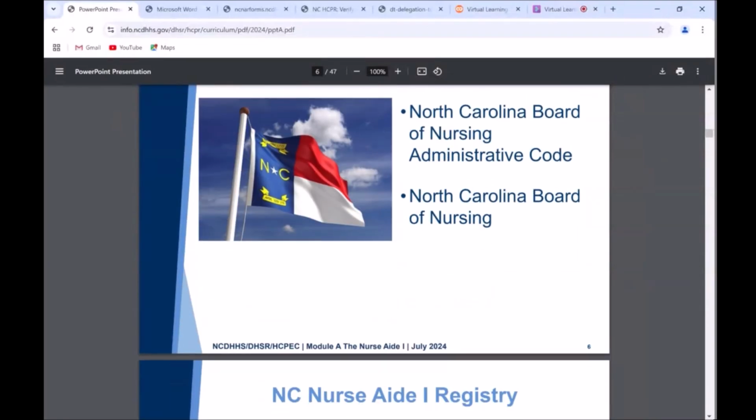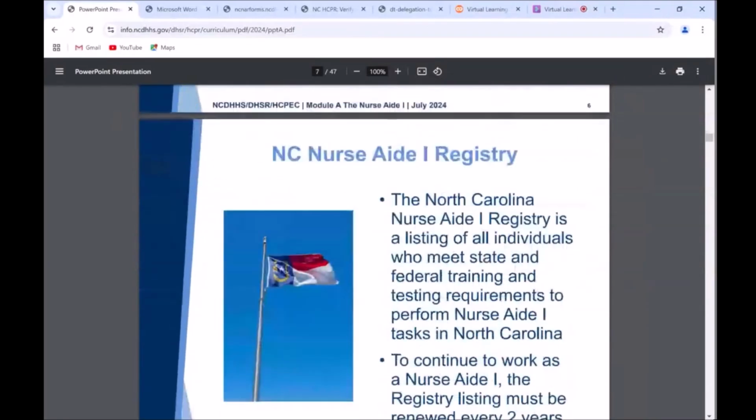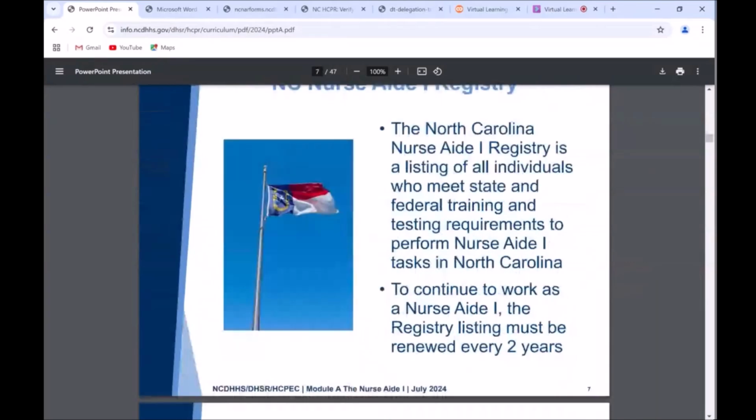All right, let's talk about the North Carolina Nurse Aide 1 registry. This is a registry of all individuals who meet state and federal training and testing requirements to perform these Nurse Aide 1 tasks in the state of North Carolina. The North Carolina Healthcare Personnel Education and Credentialing is a section of the North Carolina government that provides services for unlicensed healthcare workers, their employees, and instructors. It maintains the North Carolina Nurse Aide 1 registry, and it approves nurse aide training programs.